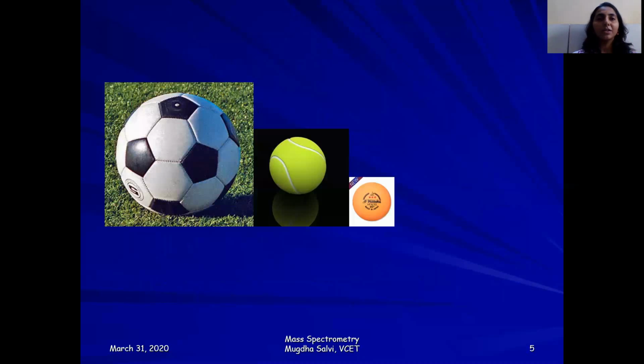Now, what I'm trying to explain by this is, suppose you have three different balls with you: a football, a lawn tennis ball, and a table tennis ball. All three of these vary in size. They will vary in their weight or mass. So all of these three are visibly different to us.